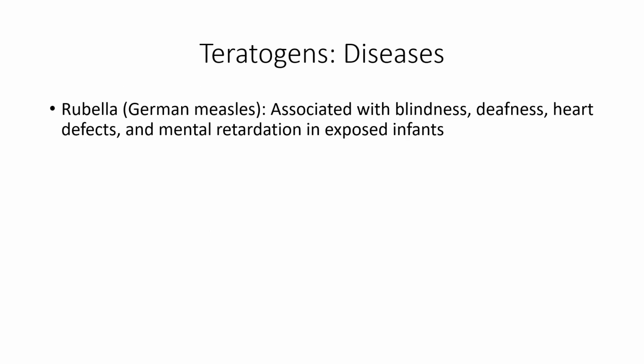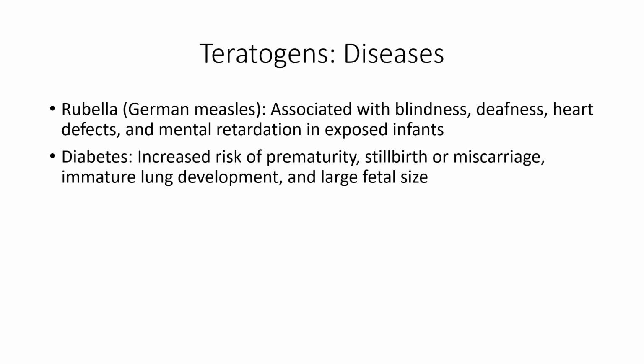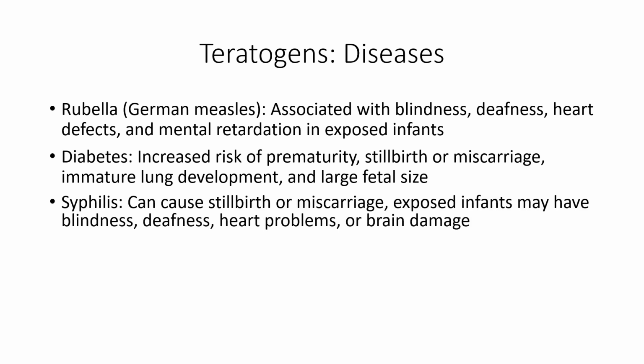Next we'll look at is diseases. So we've got things like rubella, which is German measles, is associated with blindness, deafness, heart defects, mental retardation, which is now called various different things, but this is in exposed infants. Diabetes increases risks of premature birth, stillbirth, or miscarriages. It can lead to immature lung development and fetuses that are exceptionally large. Syphilis can cause stillbirths or miscarriages.